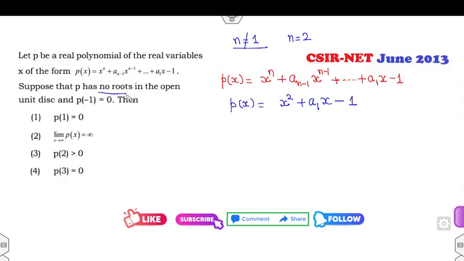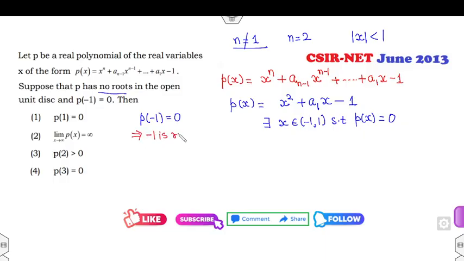Now P has no root in the open unit disk. Open unit disk, that is, there is no x which belongs to minus 1 to plus 1 such that P of x is equal to 0. And given that P of minus 1 is equal to 0, what does it mean? Minus 1 is the root of the equation. Now since this is my quadratic, how many roots are there? Two roots. One root is my minus 1, the other root I can assume alpha. Then sum of the roots will be minus b over a. Product of the roots will be c over a. That's a simple 8th class question. Now it becomes an 8th class question.